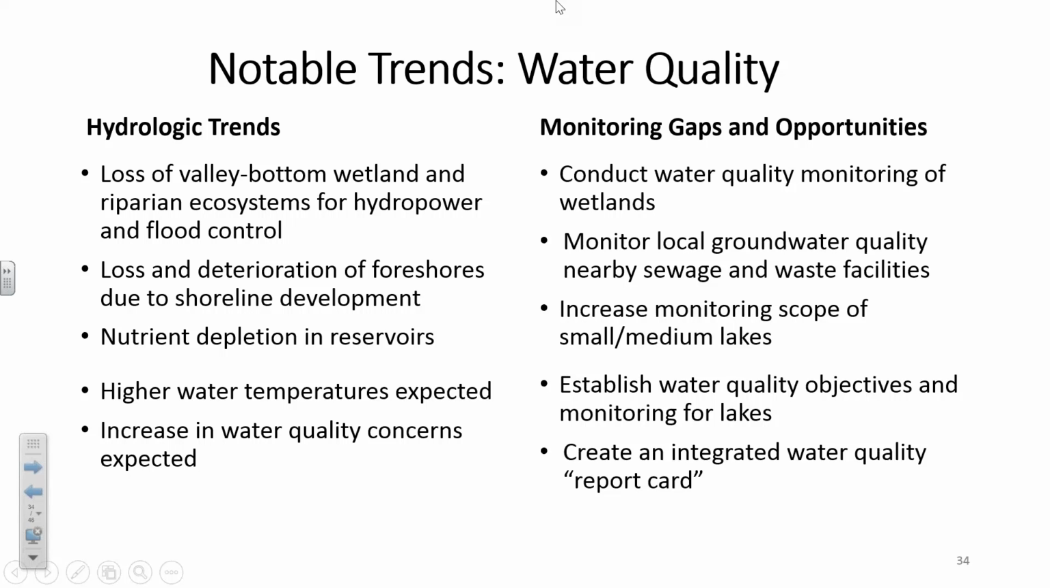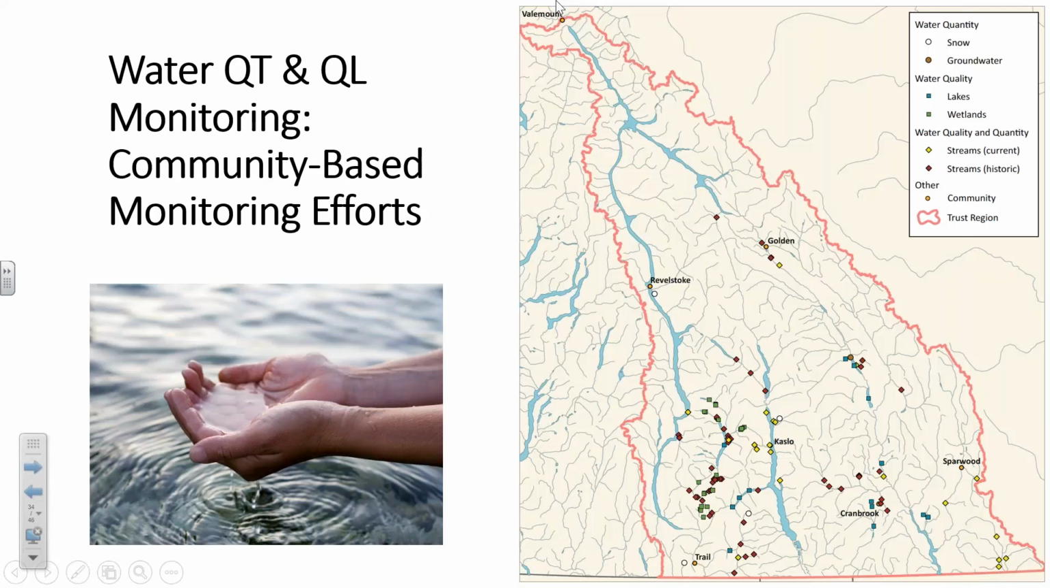So, some monitoring gaps and opportunities then. Wetlands are essentially unmonitored for water quality. There are some initiatives here and there, but they're community-based monitoring. Local groundwater quality near sewage and waste facilities is less monitored. And we could use an increase in monitoring scope of our small and medium lakes. They're poorly monitored. And water quality objectives for lakes could be developed, and in fact in more of an integrated report card. That's often in different silos, and we could bring together the information we have to sort of a report card level.